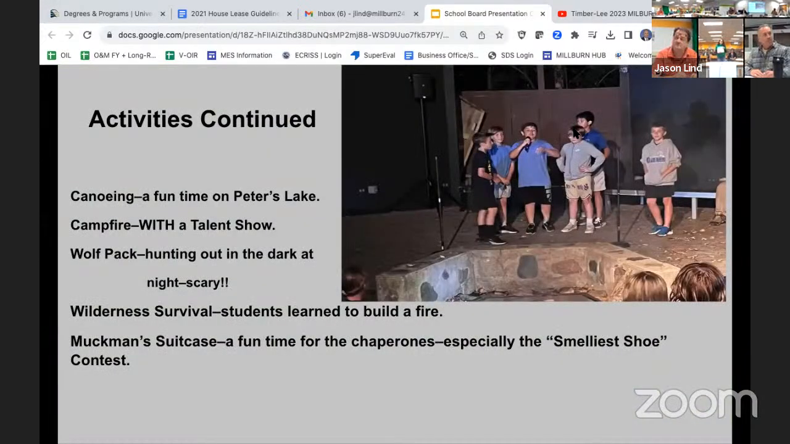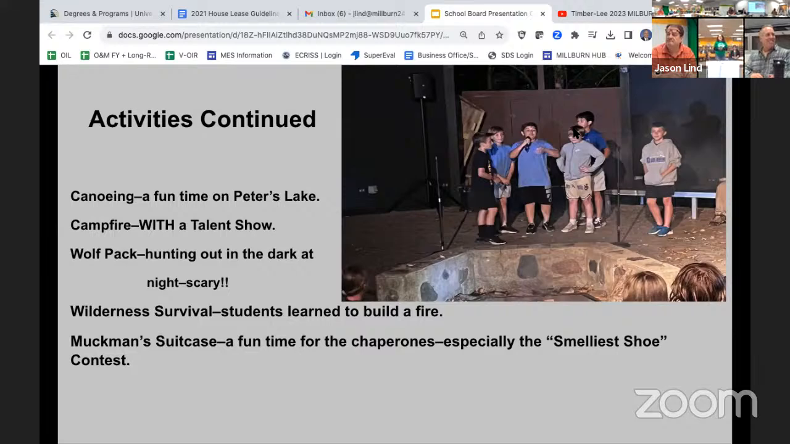Then we also do a lot of canoeing. There's a huge lake out there that the kids can canoe with a group of others. There's a campfire where they do a talent show, and there's pictures of the kids this year that were doing that talent show. There's a wolf pack where it's completely dark. They're not even allowed to use flashlights during this wolf pack, but they're hunting for the wolf during this time, and we hear the wolf howling, and our job is to find the wolf. The wolf is obviously not a wolf, it's a human.